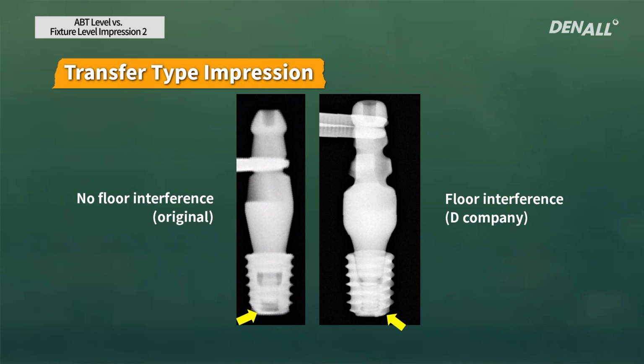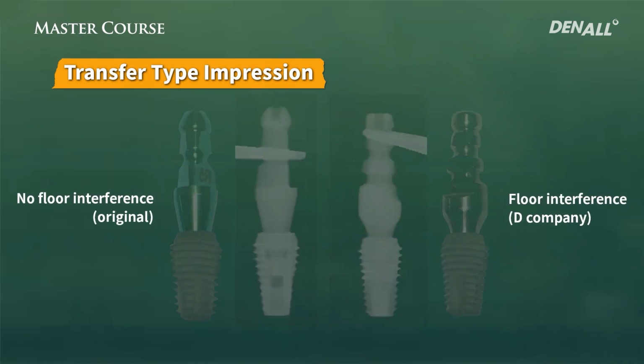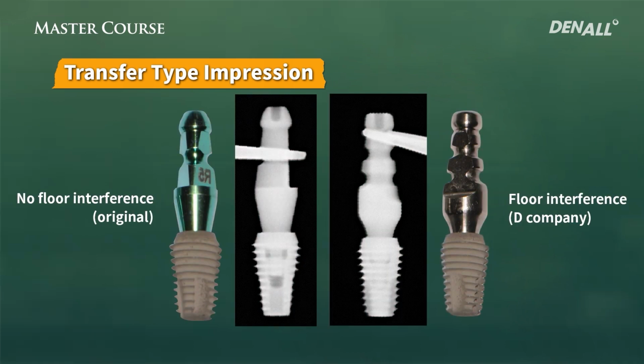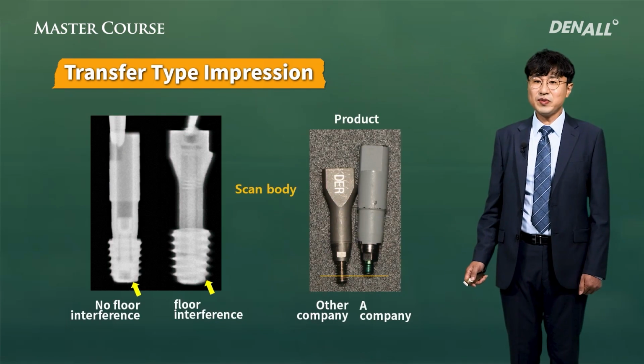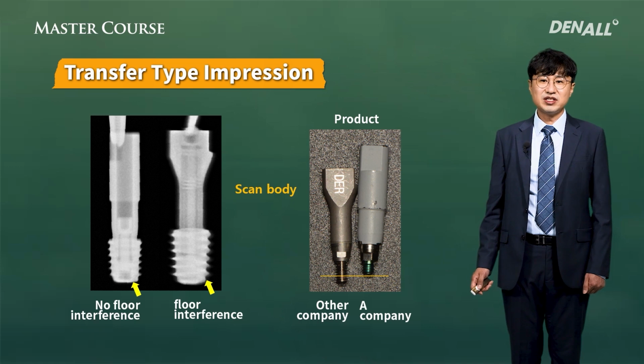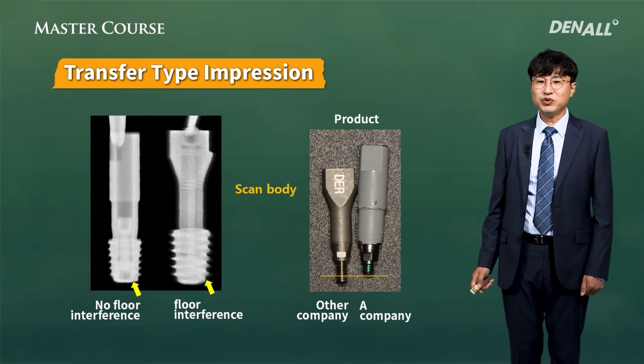And in the short implant, this type of mistake can occur. If the diameter is 6 or 7, there could be floor interference if it's other companies' products. It's the same with the scan body. So you need to understand other companies' products well too. Otherwise, you could make mistakes on your hand.